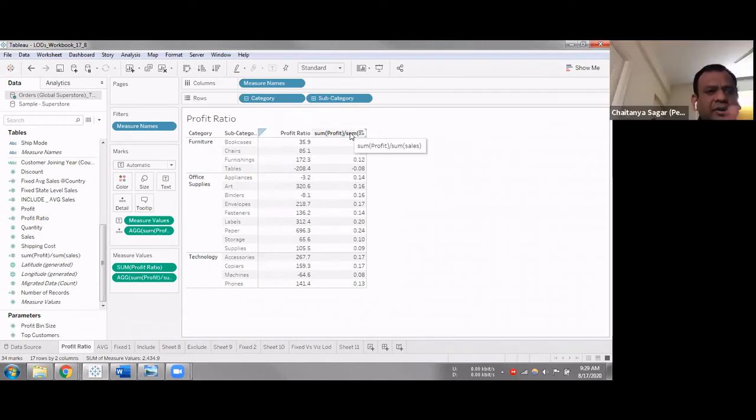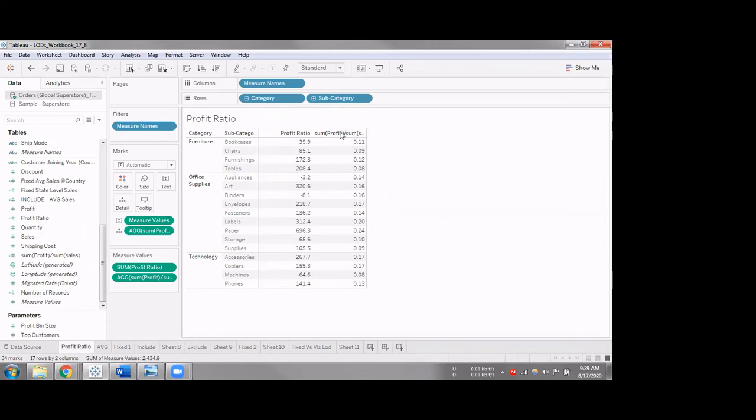But here it is a simple formula, which is sum profit divided by sum sales. So it's just the aggregate. The difference between these two is just the order of aggregation. Here we got the sum of the ratios, but we are not taking the sum of ratios. We are actually summing them first and then taking the ratio.